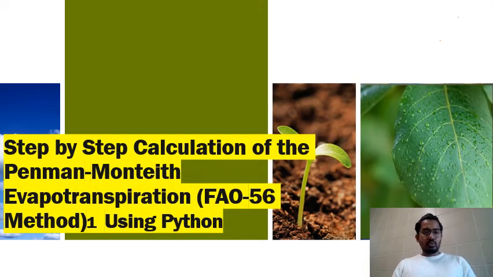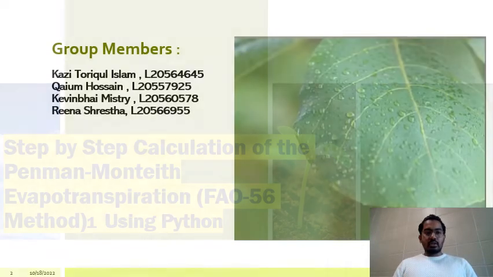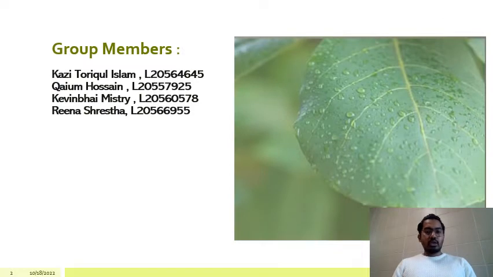Hello everyone, we are going to present our Capstone 1 project, which is the step-by-step calculation of the Penman-Monteith evapotranspiration FAO56 method. Our group name is Magenta, and our group members are I, Qazi Tariq Islam, and the following: Qayyum Hussain, Kevin Bhai Mistry and Rina Sreshta.